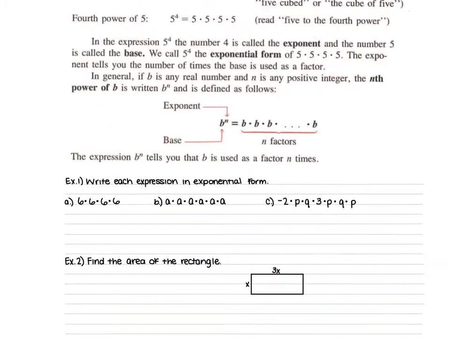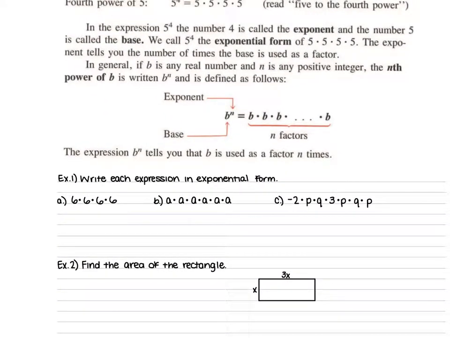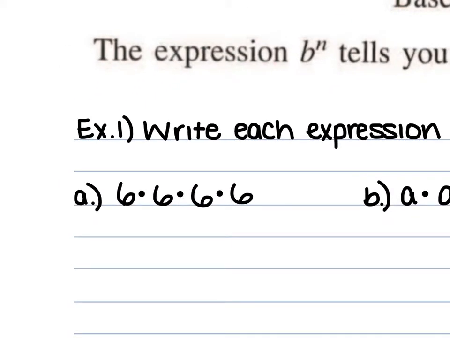If we look at the first example, we are writing each expression in exponential form. So the number or the term that repeats is what's going to get that exponent. So if we look at example A, we have 6 times 6 times 6 times 6. There's 4 6's there. So our base is going to be a 6, and the exponent is going to be a 4 because that 6 appears 4 times.